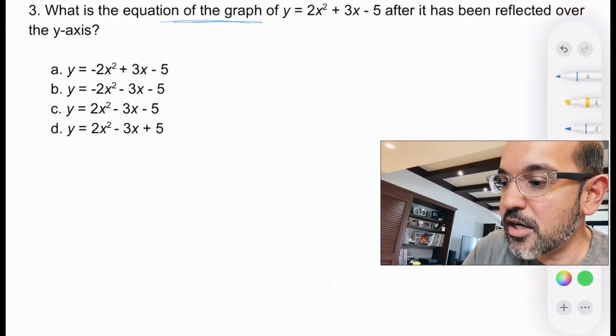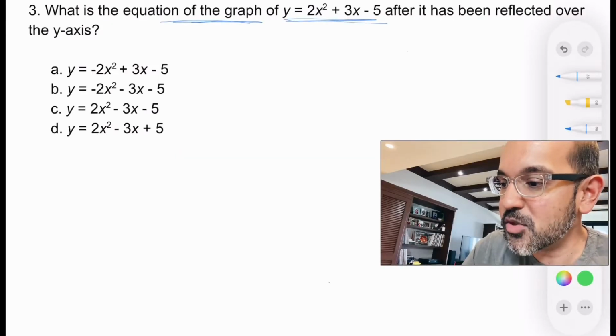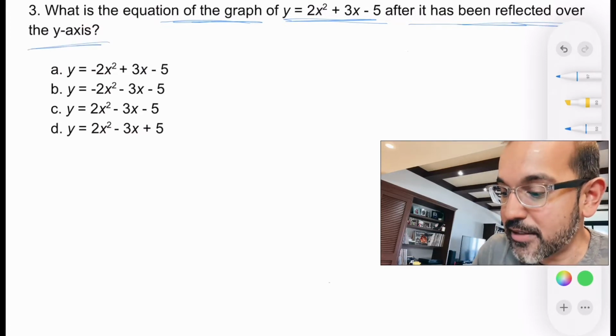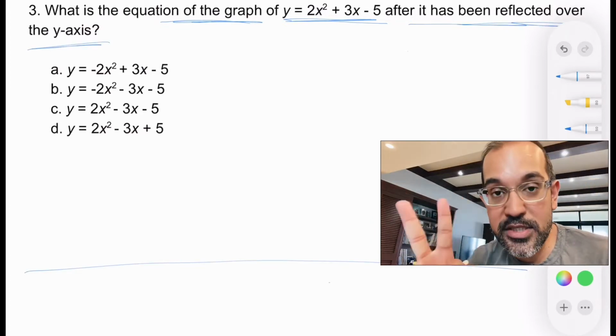So this question is about reflecting a function over, in this case, the y-axis, but these questions are basically either reflections over the x-axis or the y-axis. Now, my teachers in school made these questions so much harder than they actually are, so I'm going to simplify it for you. So here's what this question says. What is the equation of the graph of y equals 2x squared plus 3x minus 5 after it has been reflected over the y-axis? So there are only two scenarios, okay?